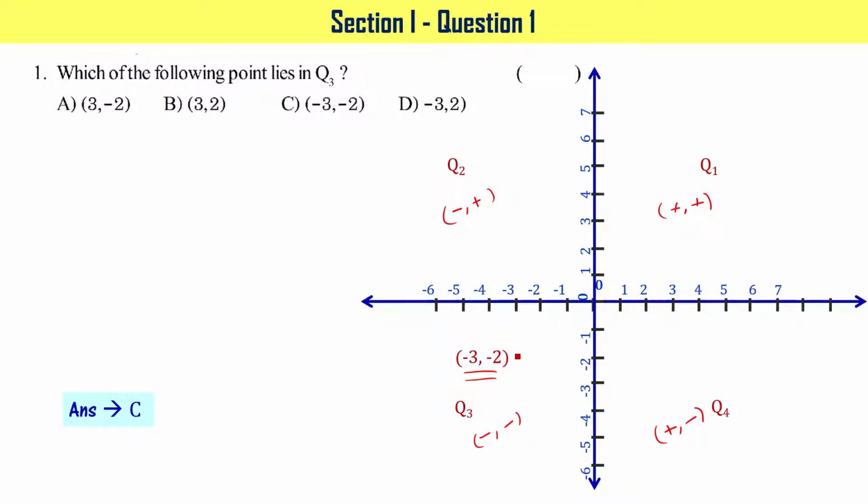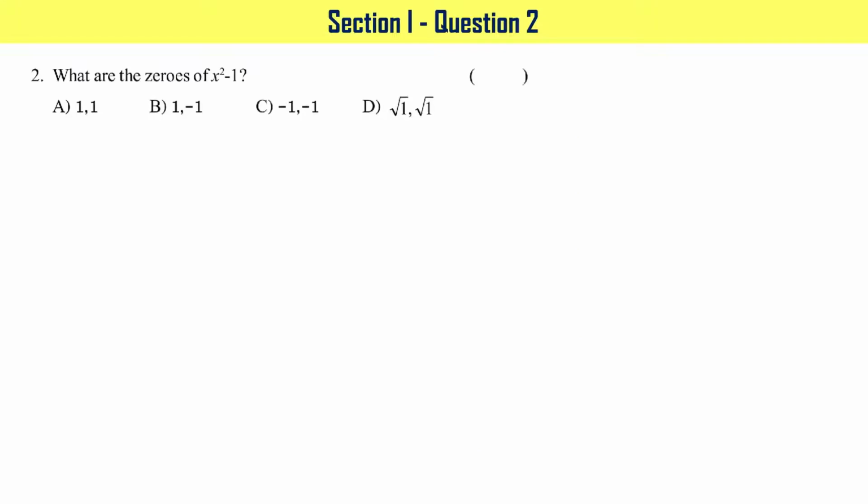Let's go to the next question. That is question number 2. What are the zeros of x square minus 1? Let me call this polynomial as f of x, that is equal to x square minus 1. That can be written as x minus 1 times x plus 1, right? Use a square minus b square formula.